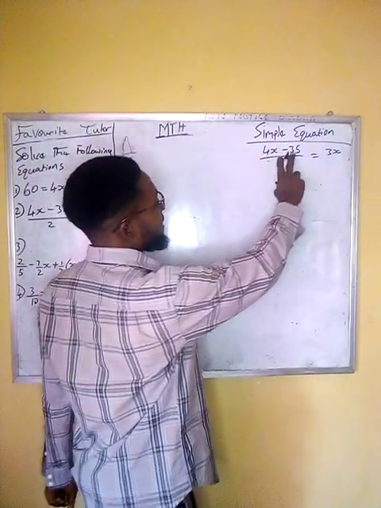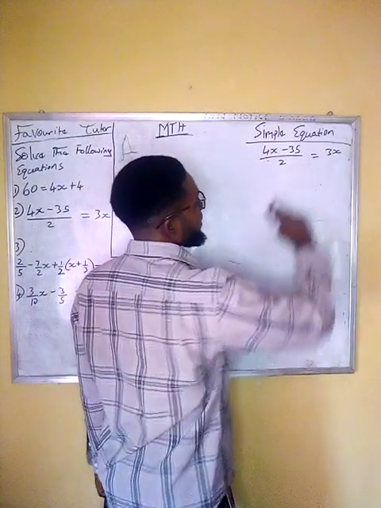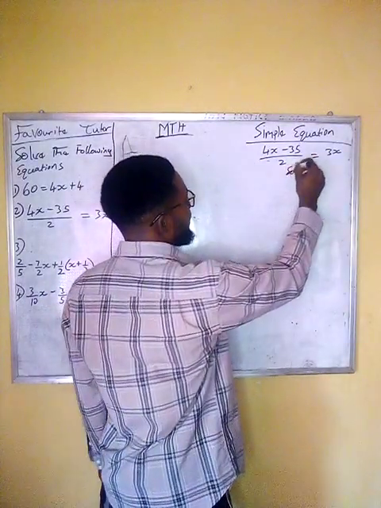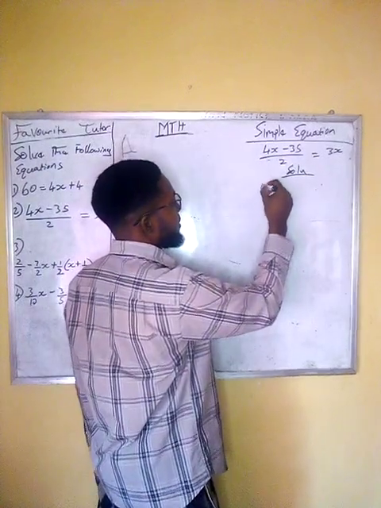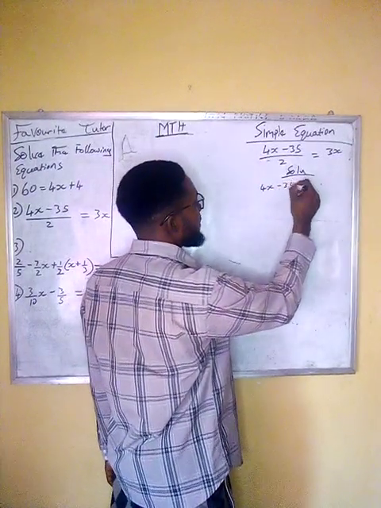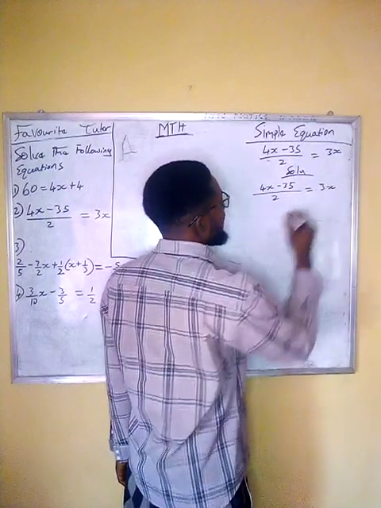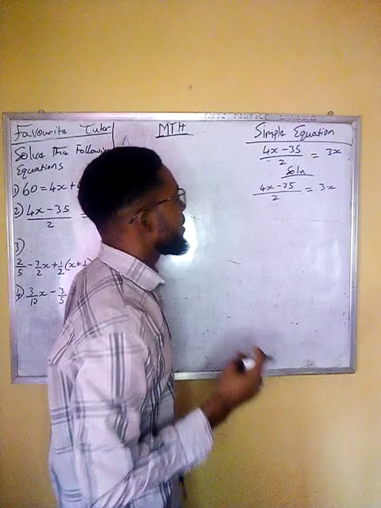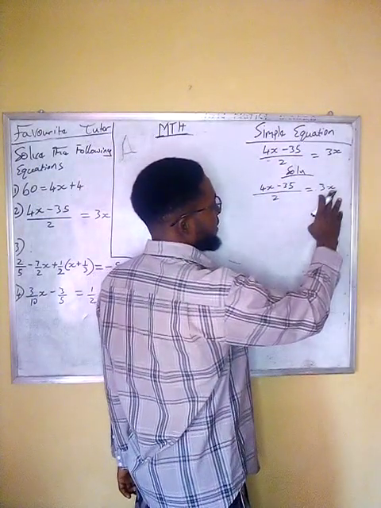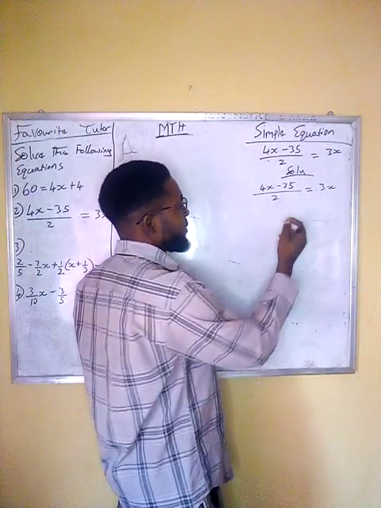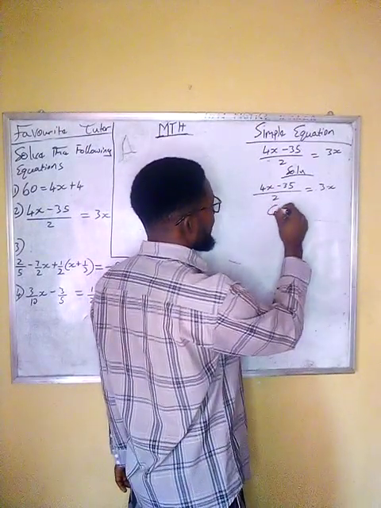It is 4x minus 35 divided by 2, all over 2, equals 3x. Alright, so solve for this. Let us break it out again. This is 4x minus 35 all over 2 equals 3x. And see that this one is a fraction, while this is just a whole number. What we have to do is to cross multiply.